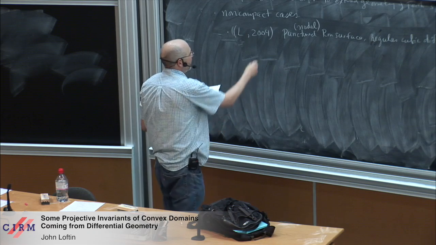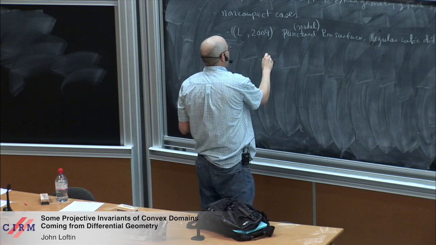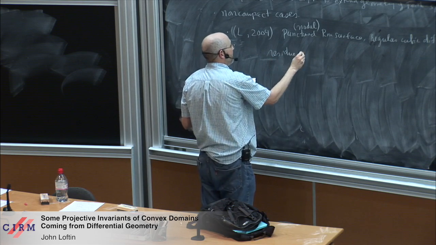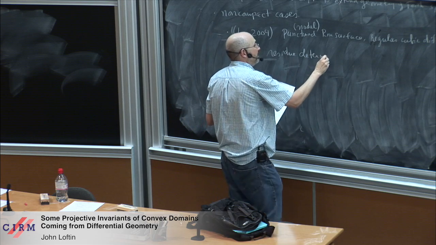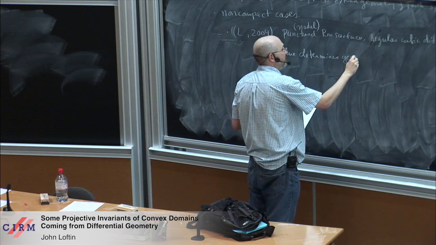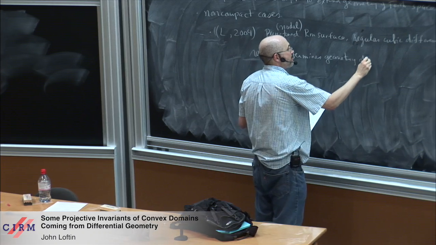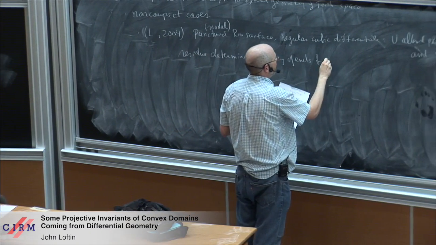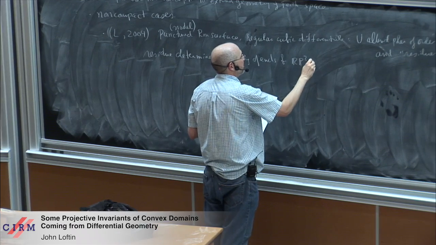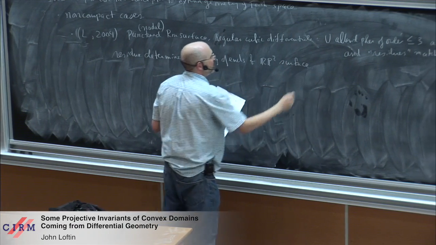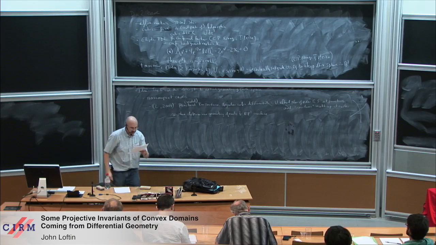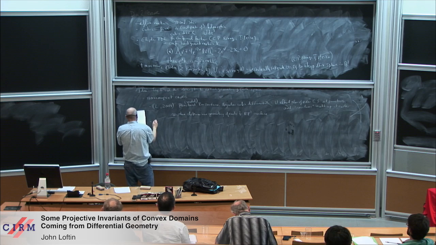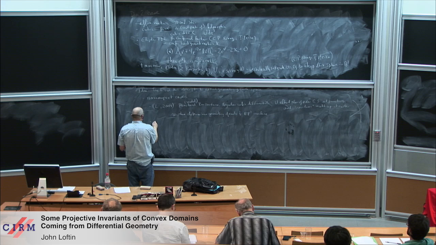And so I've studied this, and it turns out that in this case, the residue determines the geometry of the ends of the RP2 surface that you construct in this way. Okay. Another case is on a disk.